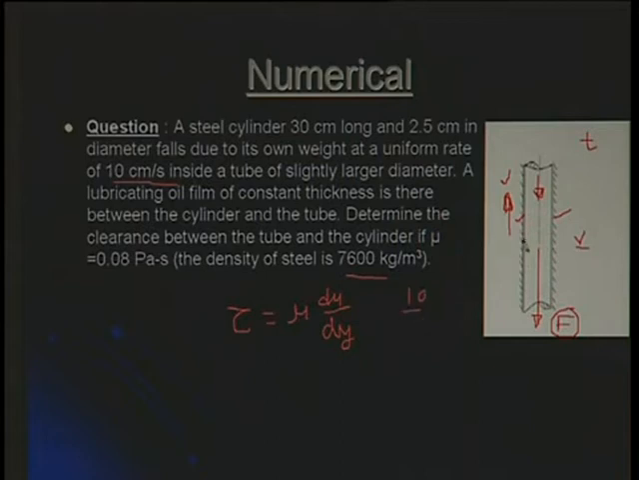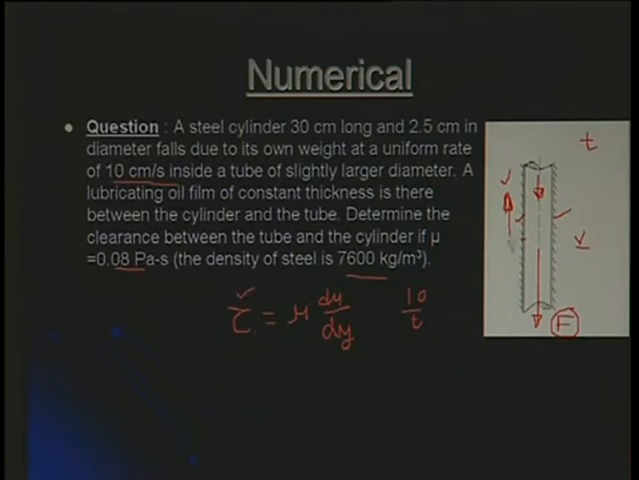Dy is distance between the solid surface and the tube, right. So, this is to be calculated, which is taken as T. So, 10 over T in particular unit and multiplied by mu. Mu is also given to us, 0.08 Pascal second. So, this will give you tau. Tau is shear stress. Tau is equal to mu du over dy. With the help of that we have calculated tau.